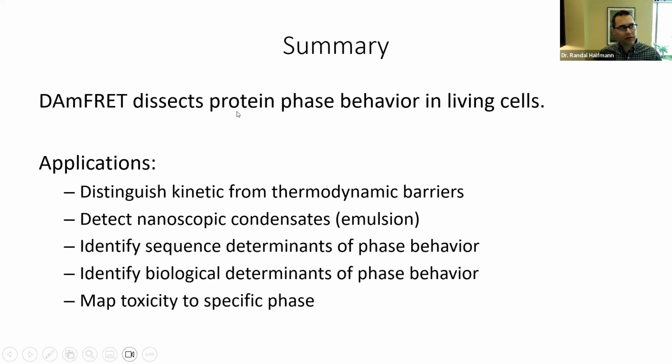So to summarize, we use DAmFRET to dissect protein phase behavior in living cells. We can use it for all these applications I just mentioned. In addition, something that I didn't mention is that you can now do this for the exact same protein with exactly the same assay across wildly different biology. So you can compare the same protein in yeast, in human cells, in neuronal cell lines. We are even now developing it for bacteria, and we're also developing a purely in vitro analog of DAmFRET. This would allow you to determine really precisely both the sequence and biological determinants of complex phase behavior.